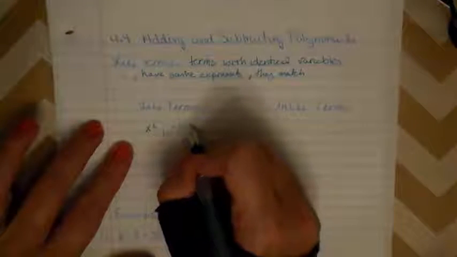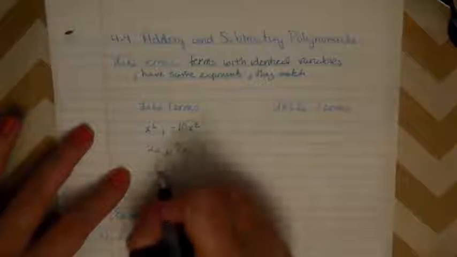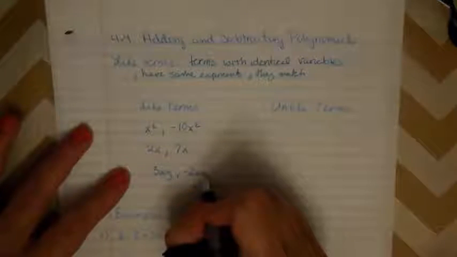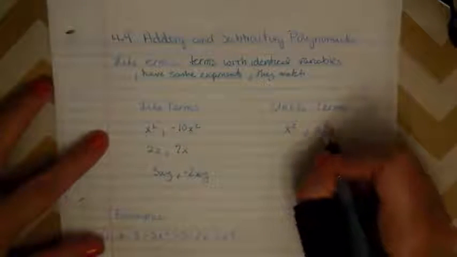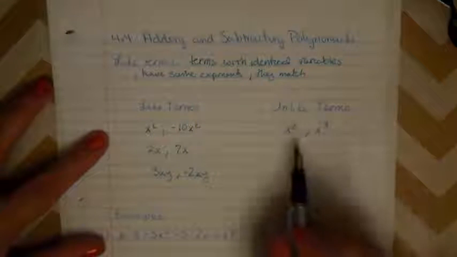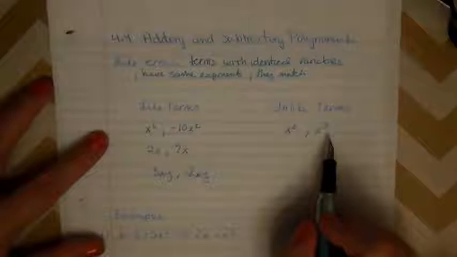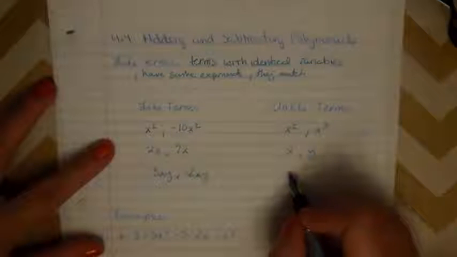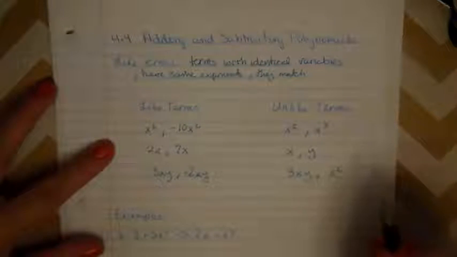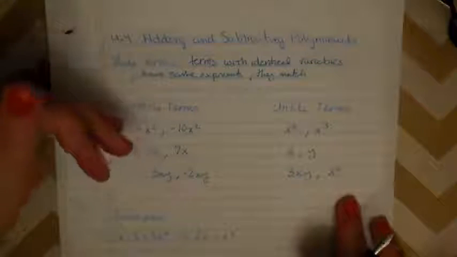So examples of some like terms. X squared and negative 10x squared are alike because they both have x squared on them. 2x and 7x. 3xy and negative 2xy. These are like terms. Things that are not alike: x squared and x to the third. They're both x's, but one has a squared and one has a third. X and y are not alike. 3xy and x squared are not alike. So the variable, the letter, has to match, and the exponent has to match.